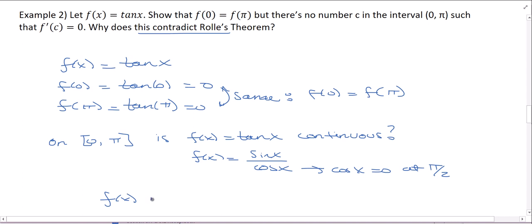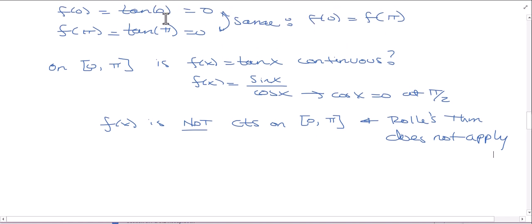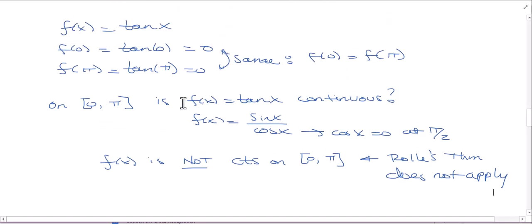So f of x is not continuous on the interval 0 pi, so we can't use Rolle's theorem. So Rolle's theorem does not apply. So we have to have a continuous function in a closed interval, differentiable in the open interval, and f of a equals f of b. So just because f of a equals f of b, that does not guarantee the existence of a c where the derivative is 0. All three conditions have to be satisfied in order for us to be able to use Rolle's theorem.